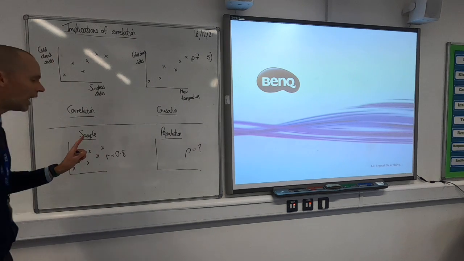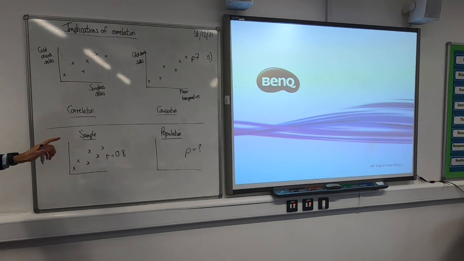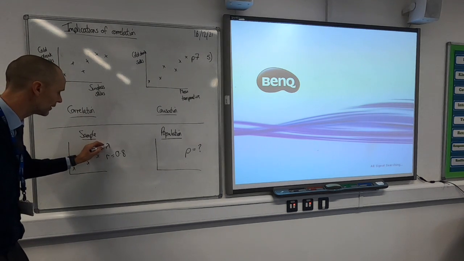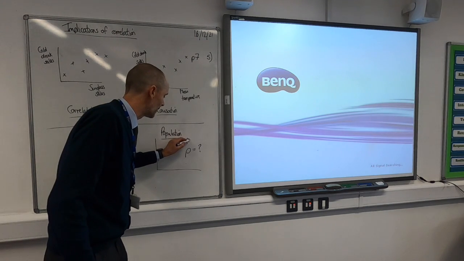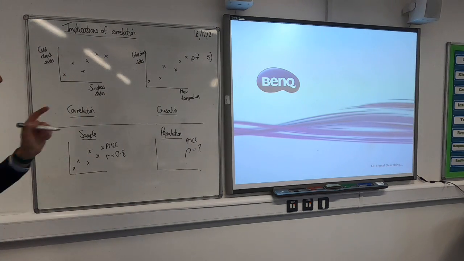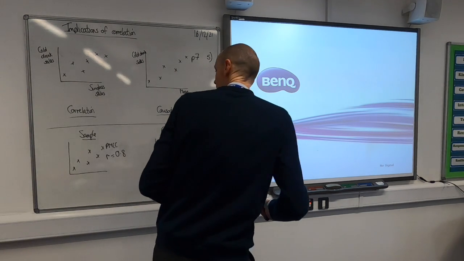So if we know what R is, which is the sample PMCC, product moment correlation coefficient, what can we tell about rho, which is the population product moment correlation coefficient? And let me explain how we do it.